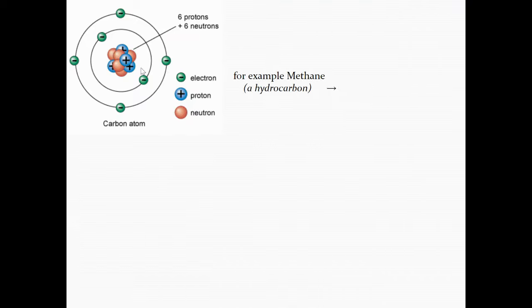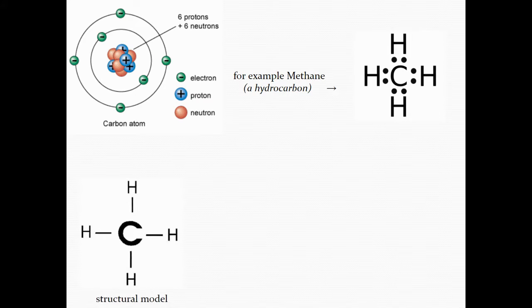So here's a carbon atom. 6 protons in the middle, 6 neutrons in the middle, 2 electrons fill the first shell, and after that, up to 8. Since carbon has 6 protons, it has 6 electrons as well. Atoms are electrically neutral, so 6 positive protons and then 6 electrons in the electron cloud on the outside. You can get carbon to form methane, CH4, with these 8 on the outside. These are just the valence electrons drawn in this dot diagram. There are other ways we can look at this as well, the structural model.